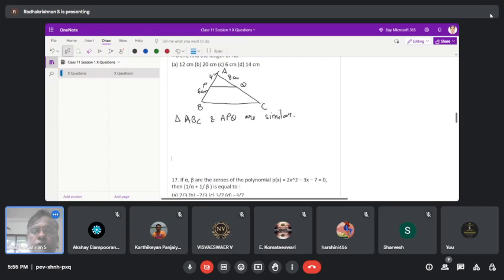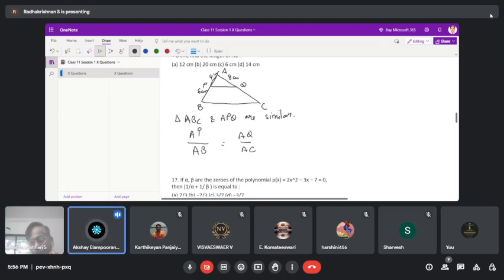That means, if you take AP, this is the side of the smaller triangle. The corresponding side in the bigger triangle is AB, right? So AP by AB is equal to AQ by AC. You all agree?